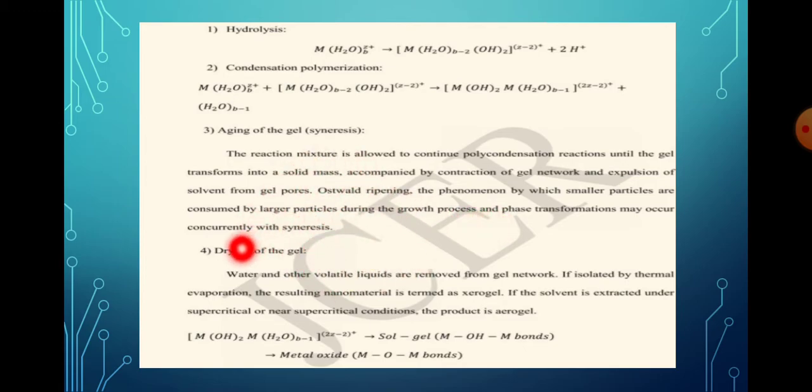And here, different types of examples are given. What is that? Ostwald ripening, a phenomenon where smaller particles give way to the growth process and phase transformations occurring in the synthesis.